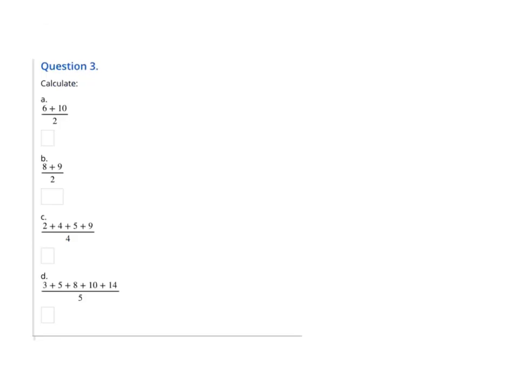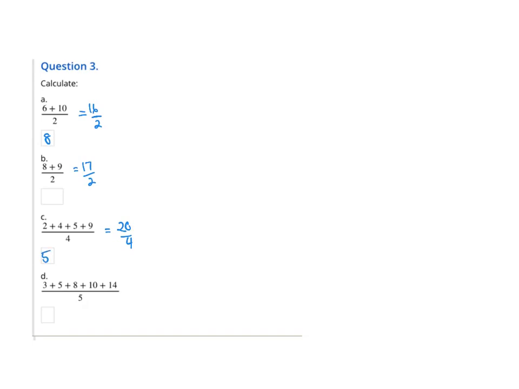So here we're practicing calculating some basic sums so that we remember. If we have 6 plus 10, you have to add those two. So 16 over 2, what would that equal? 8, good. What about 17 over 2? Can you simplify that anymore? No, leave it like that. What about this one? 6 plus 5 is 11, 20 over 4, which is 5, good.